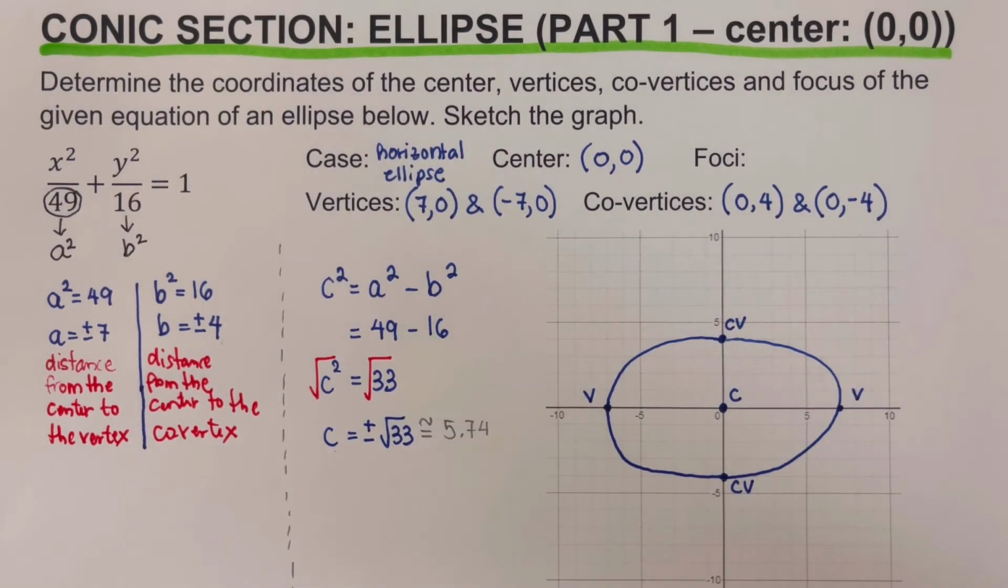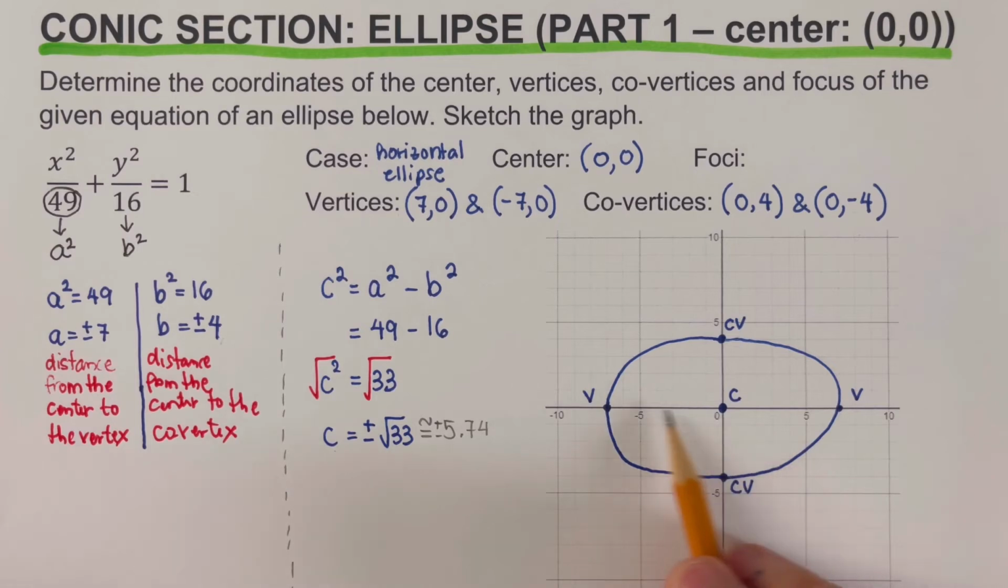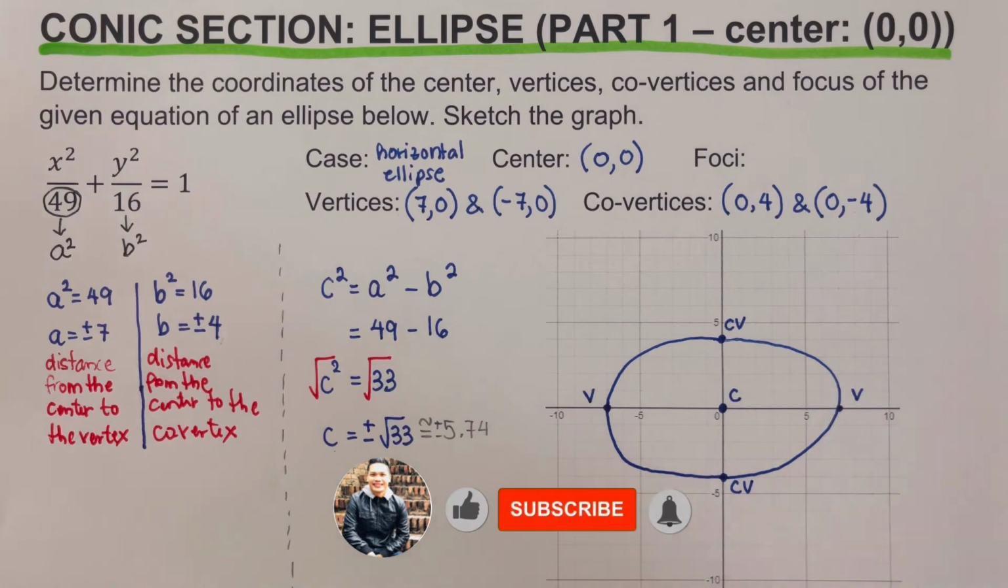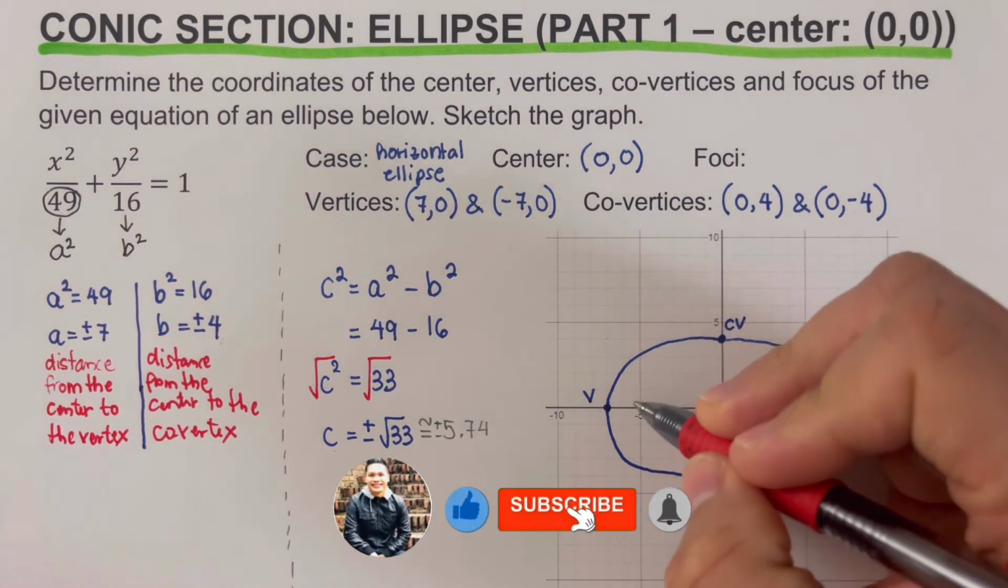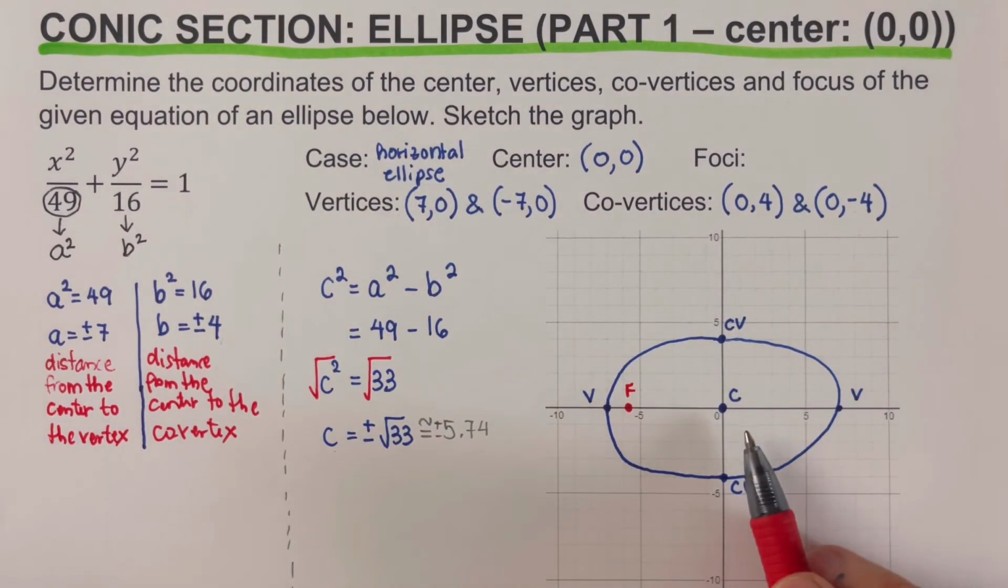So we can go ahead and say that the distance from the center to one of the foci is 5.74. By the way, we are going to go to the left and right as well for the focus, because remember that the focus is located on the major axis. So it's gonna go towards where the vertex is. So that's 1, 2, 3, 4, 5.74. So that should be somewhere around here. So this is our first focus, and the other focus would be across.